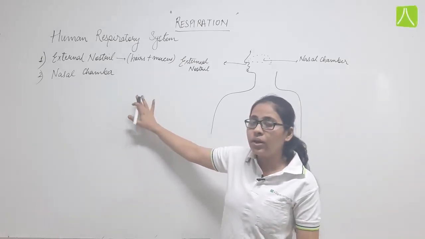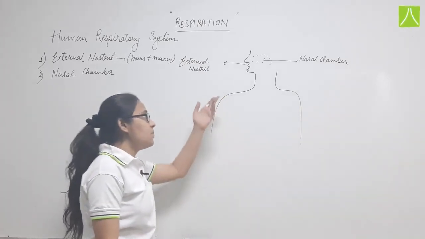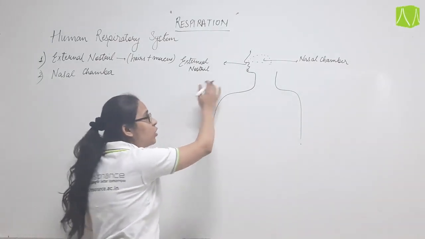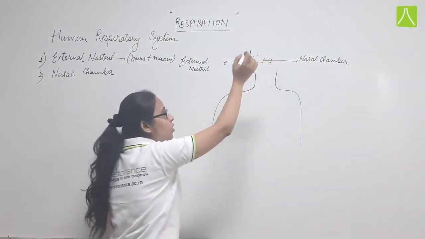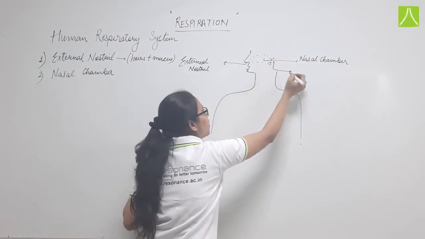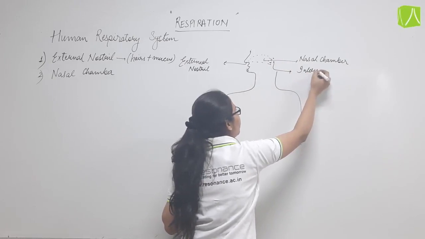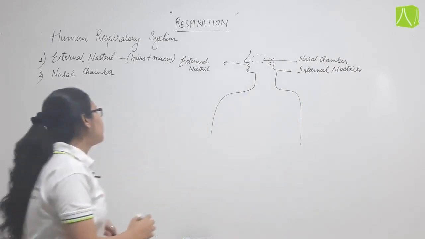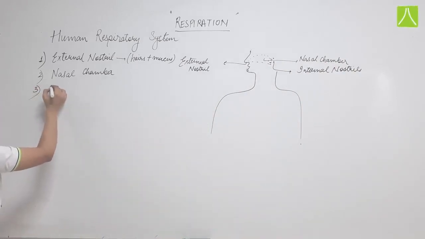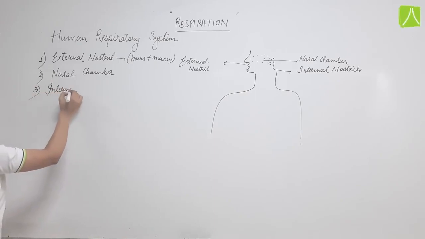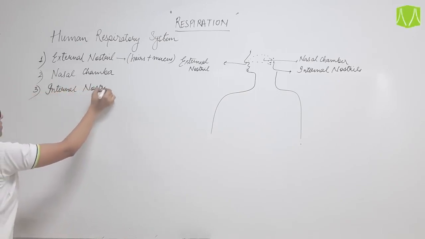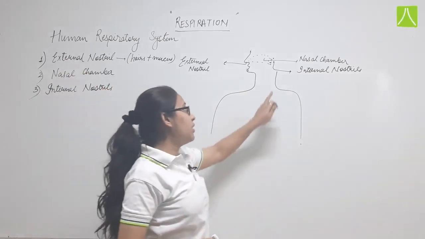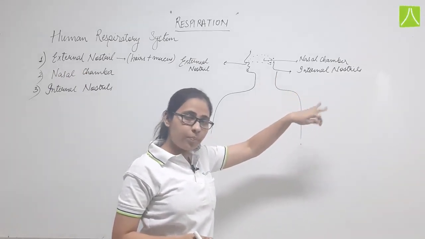Then I have told you nasal chamber is the chamber which comes after the nostrils. It has external nostrils, so there must be some internal nostrils also. In this region, internal nostrils are present. So our next part is internal nostrils. Since we have external nostrils, there must be internal nostrils also. So this is the region where internal nostrils are present.